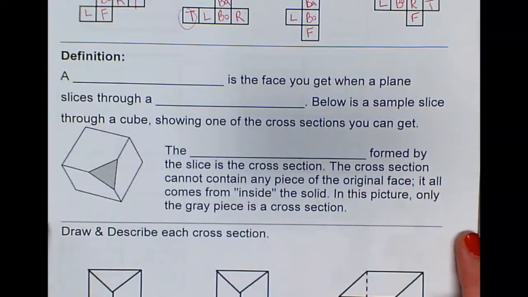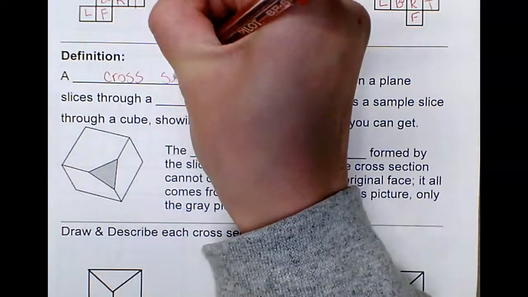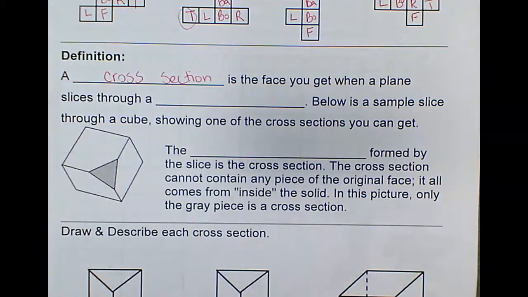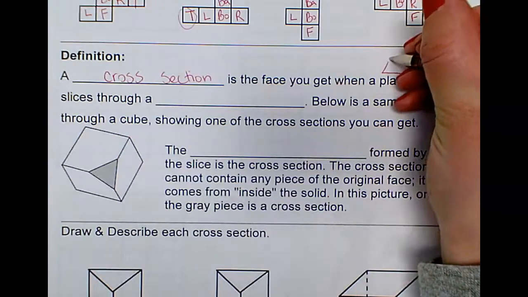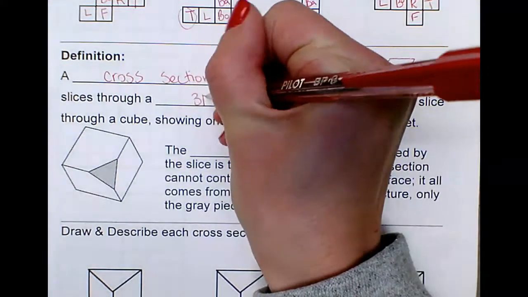We've got more terminology. The definition of a cross section is the face, so like the surface, the face you get when a plane, remember a plane, not an airplane, but a geometric plane, like a paper or something like that, that extends forever in all directions and is flat. A cross-section is the face you get when a plane slices through a 3D figure.